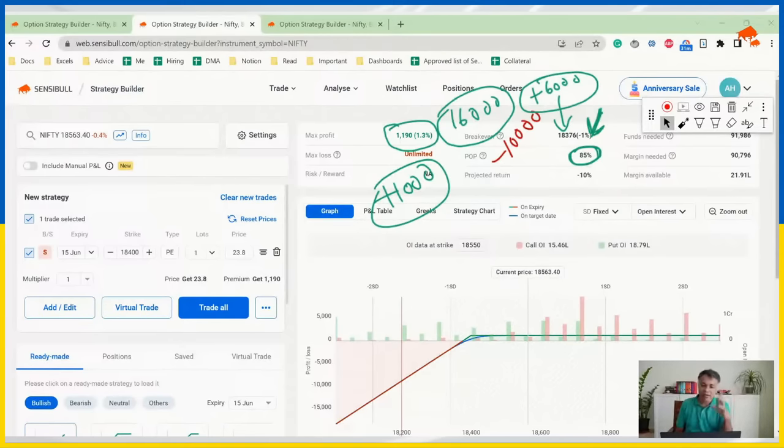I'm going to do that rather than saying, boss, I don't know where the market will go, so I'll just sell 18,200 and chill. That is a very wrong approach, in my opinion, right?